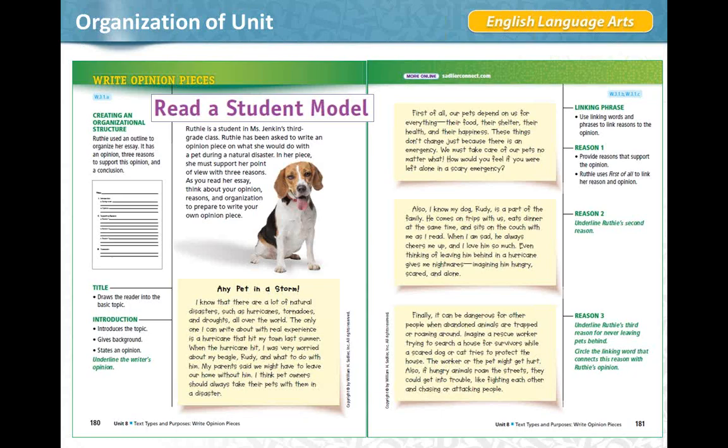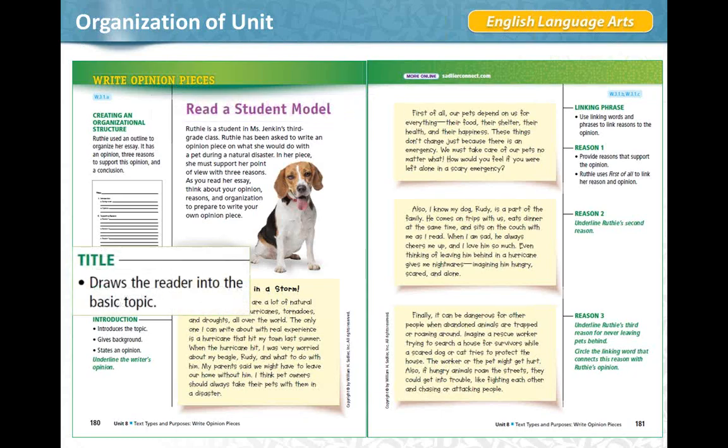So we go through the structure of writing an opinion piece. We help the student. This is all in the student edition. The teacher's edition has the organization planning for the teachers to use. But here is the thought process outlined for the student, which is very important.